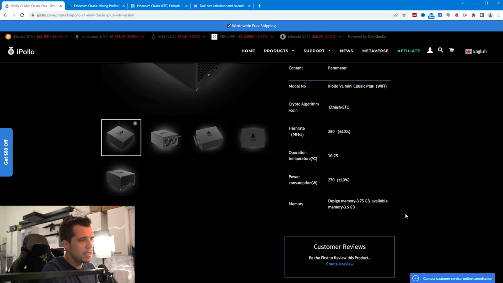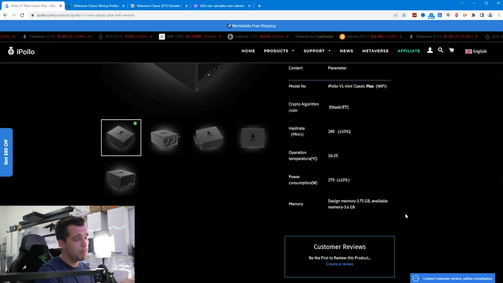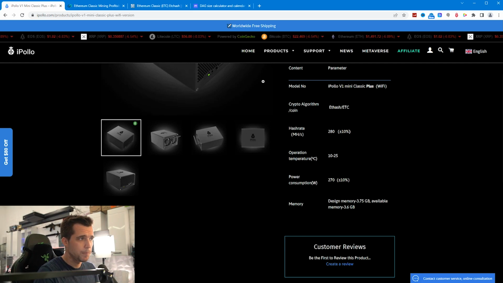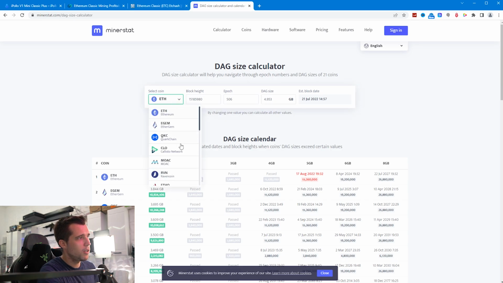Now the memory is something that's really important when you buy any ASIC. It doesn't matter if it's an Ipollo ASIC or any other ASIC, because the memory basically tells you the lifespan of your miner. But why does this matter? Let's have a look at the DAG size calculator. You see that Ethereum has right now a DAG size of 4.953 gigabytes. That means, for instance, if you have a graphics card with 4 gigabytes of VRAM, you cannot mine Ethereum anymore. That's why you need to have a closer look at the memory.